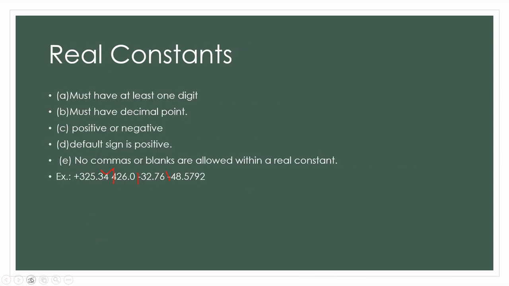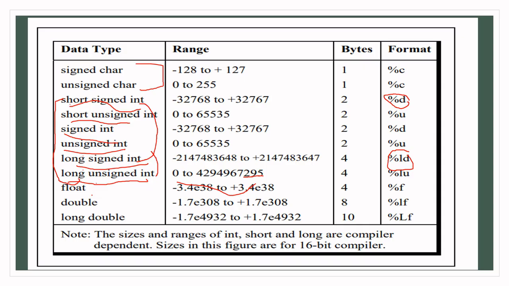And then this is the second group, known as real constant. They must have at least one digit, they must have a decimal point, and they can be either positive or negative, and the default sign is positive. Commas are not allowed within this. See here, these lines are partitions, so don't confuse them. For example 426.3276 and minus 48.5792. If there is a decimal point in between, then it's known as a real constant.